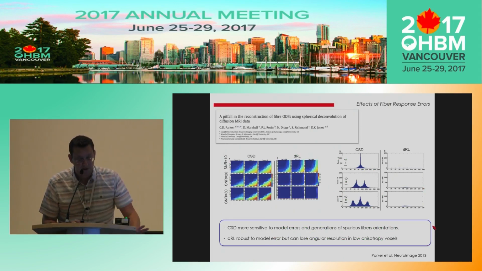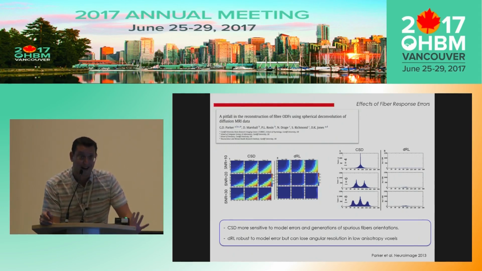Many methods have been proposed. There has also been a recent comparison between CSD and Richardson-Lucy. This is not to say which one is the best, but just to show you that, depending on what you want to do and the configuration of your data, you might get different results with these different methods.